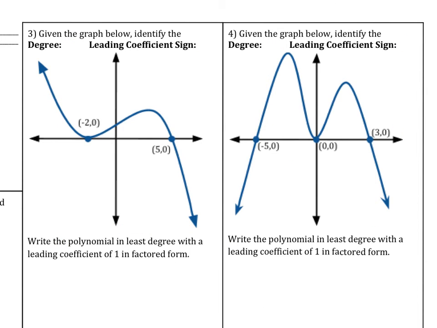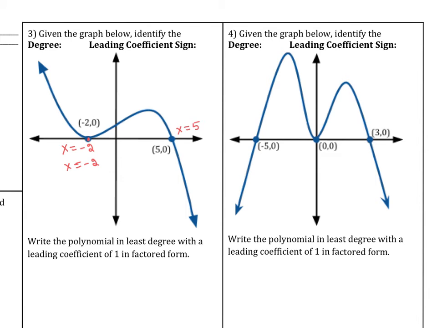So question number 3, given the graph below, identify the degree and leading coefficient sign. This is an S-shaped graph, and it means we are going to identify how many x values there are. If you notice here, the graph is coming down, touches, and goes back, which means that this is going to be a repeating root. So I would write x equals -2 and x equals -2 because it's a repeating root. And another root is x equals 5.